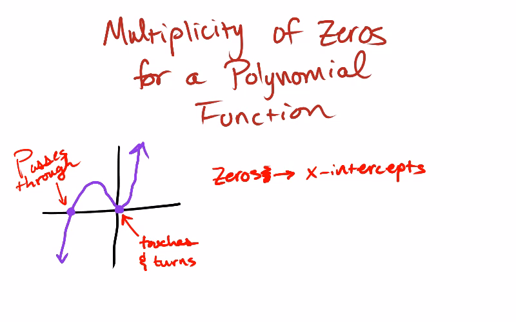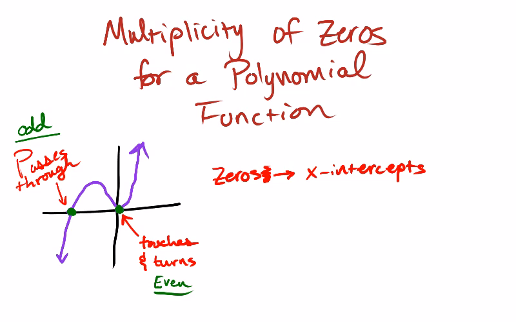So for this x-intercept here, where it passes through, this one has what we would call an odd multiplicity, or that its zero or factor in the polynomial function occurs an odd number of times. And this x-intercept occurs an even number of times, or repeats an even number of times, and causes that graph to bounce up like that. So what am I talking about? What does that look like?